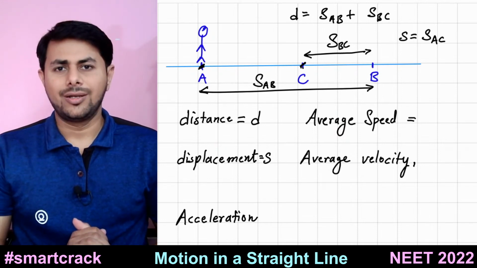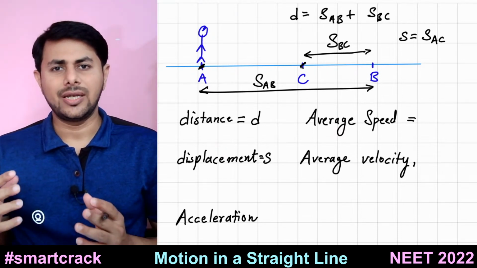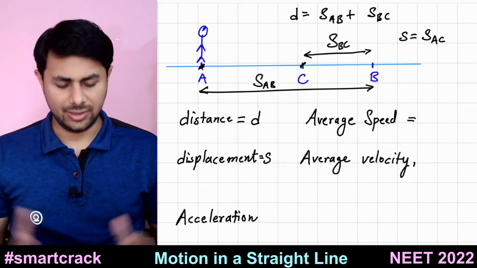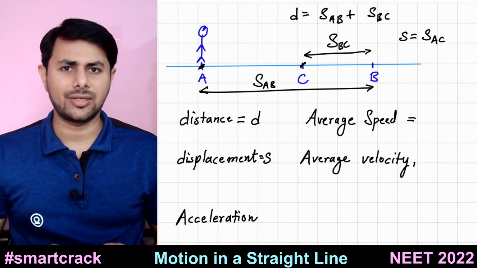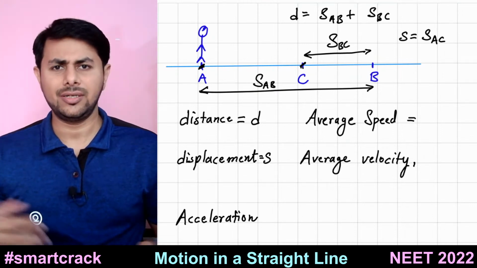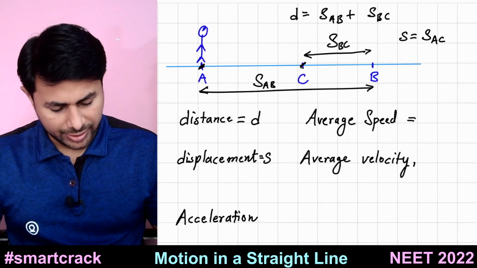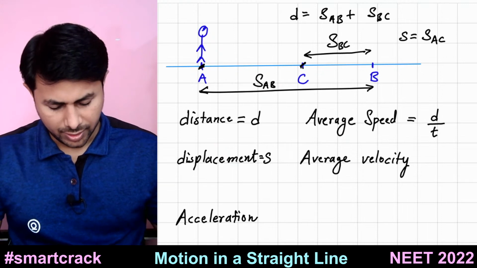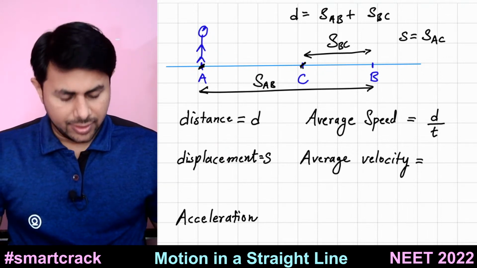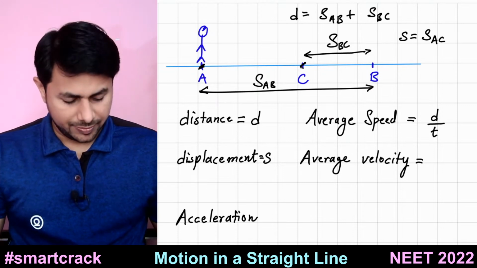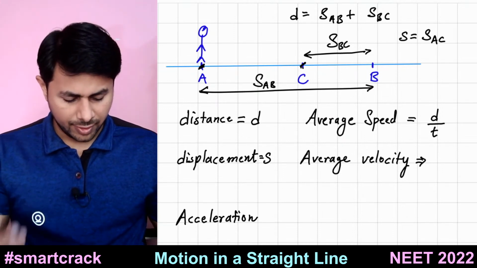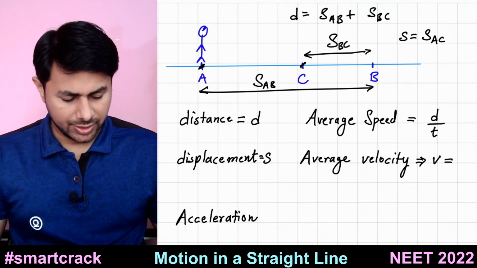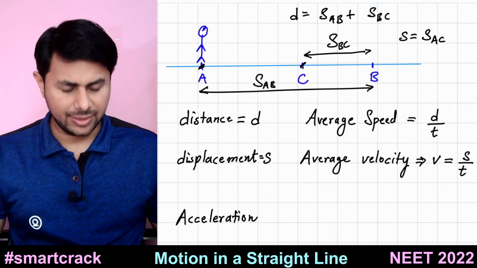All right. After that, what is average speed? Speed is distance covered divided by time taken, and average speed is the total distance covered divided by total time taken in a particular motion. So here average speed is distance covered D divided by time taken T. Then the next quantity is average velocity. I will denote average velocity by letter V. And what is average velocity? It is displacement divided by time.